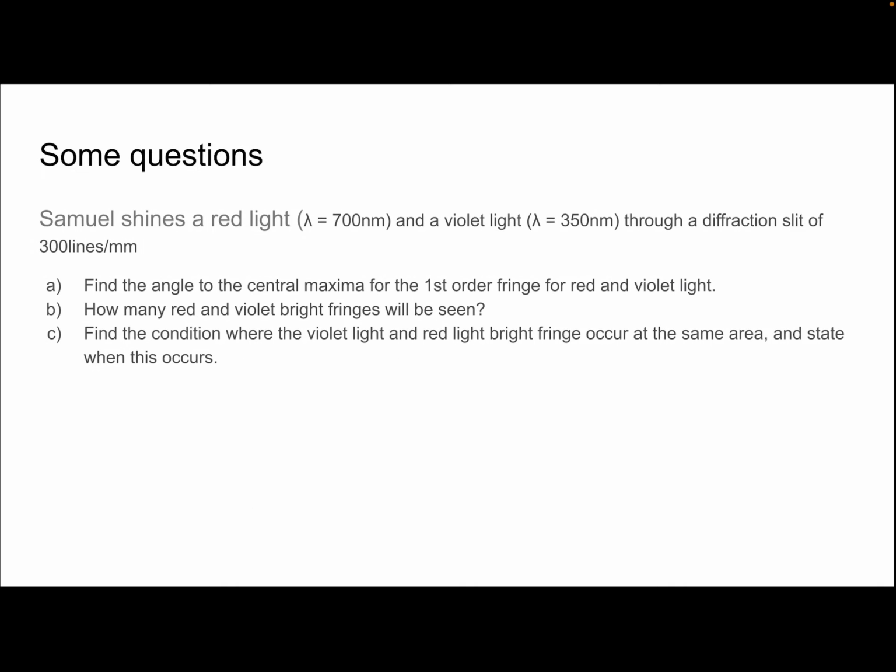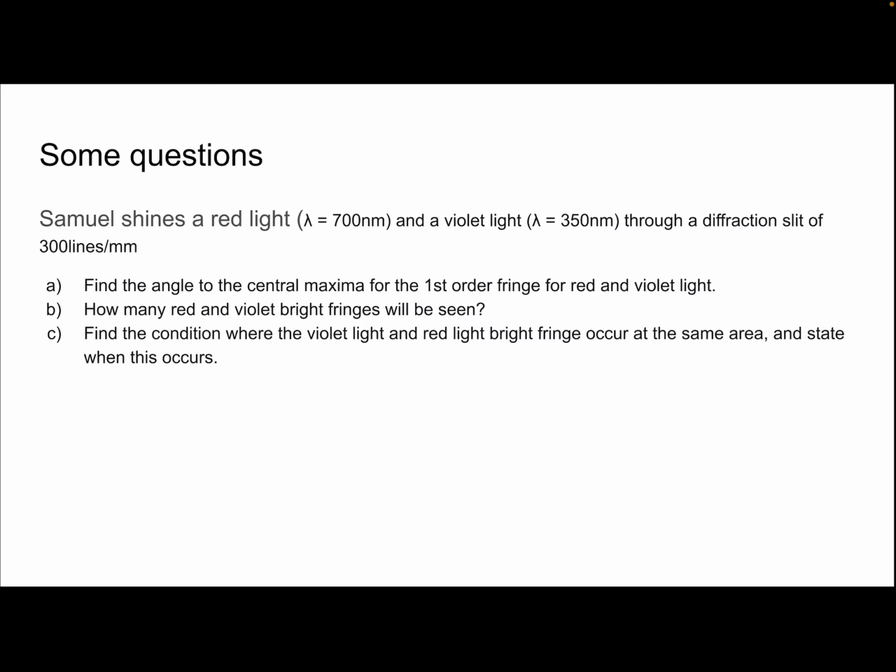Alright, so some questions involving diffraction gratings. For this question, Samuel shines a red light, say with a wavelength of 700 nanometers, and a violet light, say with a wavelength of 350 nanometers, through a diffraction grating of 300 lines per millimeter. I'll give you some time to read the question and try to figure out the answer, and then I'll walk you through how we can approach it.